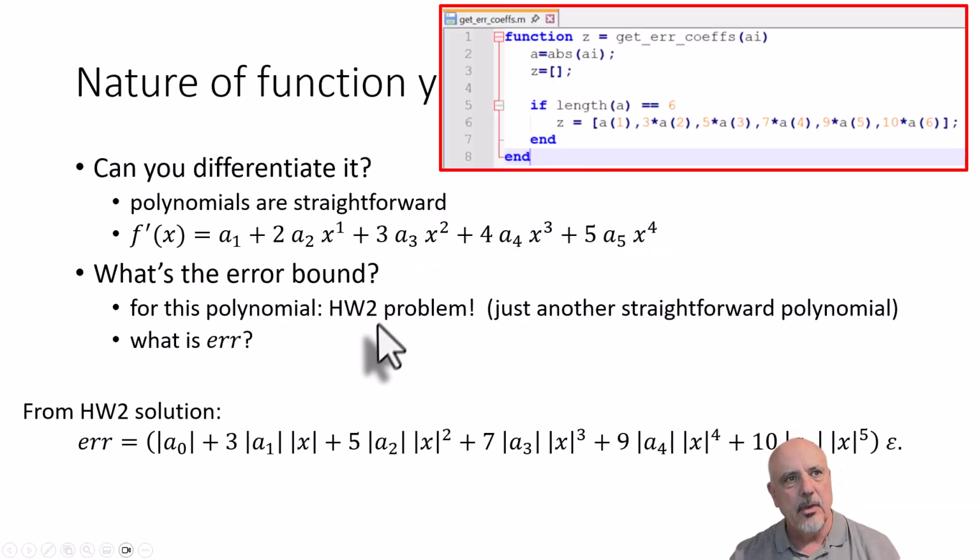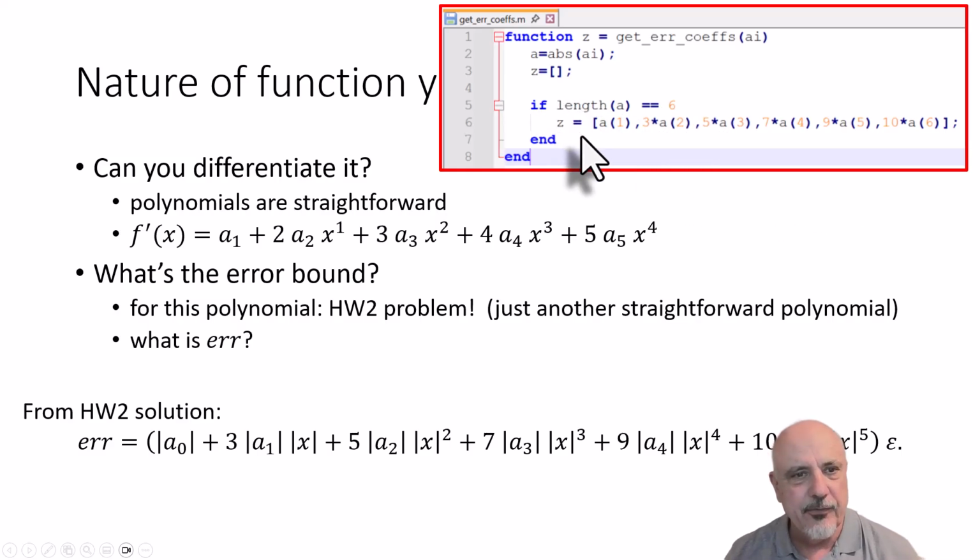What I also wanted to tell you is I've got this get coefficients function, and it basically does this for me. It doesn't put the epsilon in there, but it gives me the coefficients of the polynomial decorated with the 3, 5, 7, 9, and 10, and all of the a's are absoluted. So that takes care of that too. I've got it hard-coded for a quintic because the length is wanting to be 6. But that's there in my day 7 code.